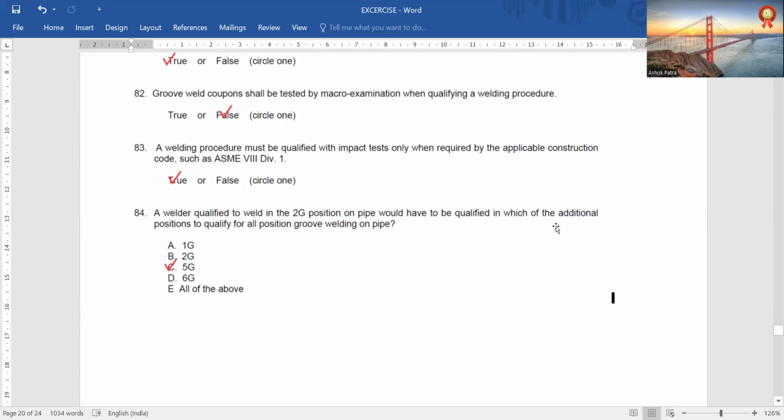The welder qualified to weld in the 2G position on pipe. They will be qualified in which of the additional positions? Qualified for all positions of groove welding on pipe. Again, if he does 5G, then he can do 6G, same thing.